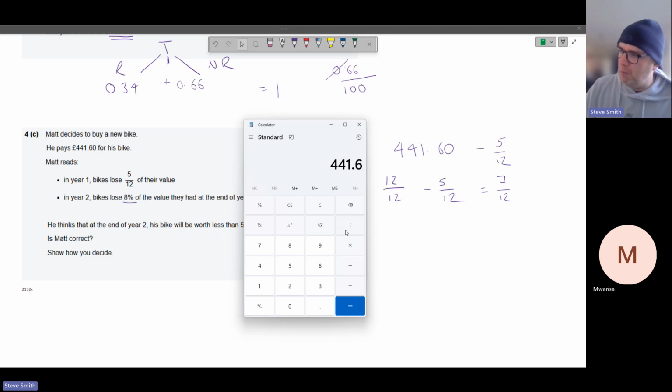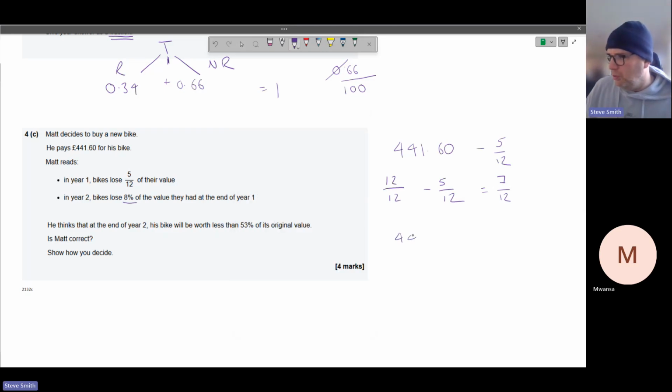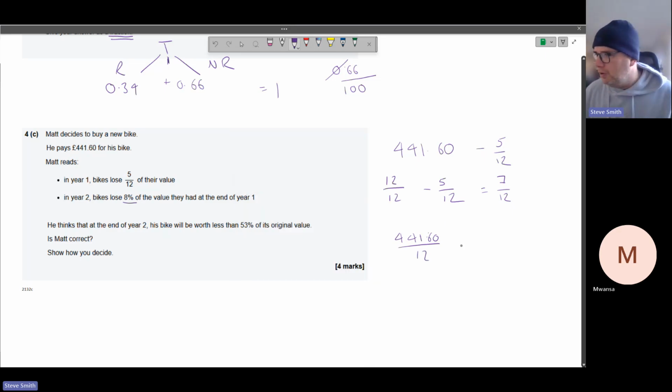So we're going to split our number into 12 pieces. We consider each piece. So we've done 441.60 divided by 12 equals 36.8. So we know that equals 1/12. So we know that's 1/12. So we need to take away 5/12.